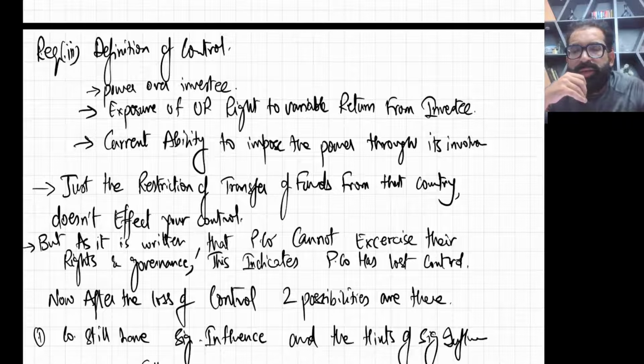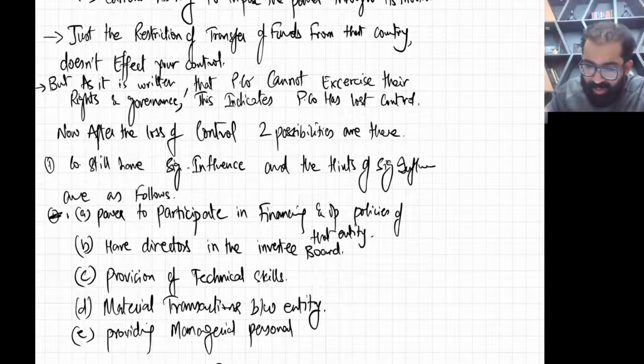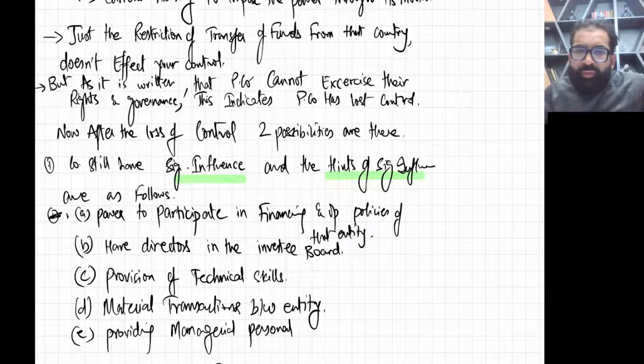Now, my dear students, there are 2 options. The first thing is your control is lost, but still you have significant influence. And what do you mean by significant influence? These are the points A, B, C, D. I have written all points. Significant influence means the power to participate in financing and operating policies of an entity. Number 2, you have directors on the board of the investee, 1 or 2 directors.